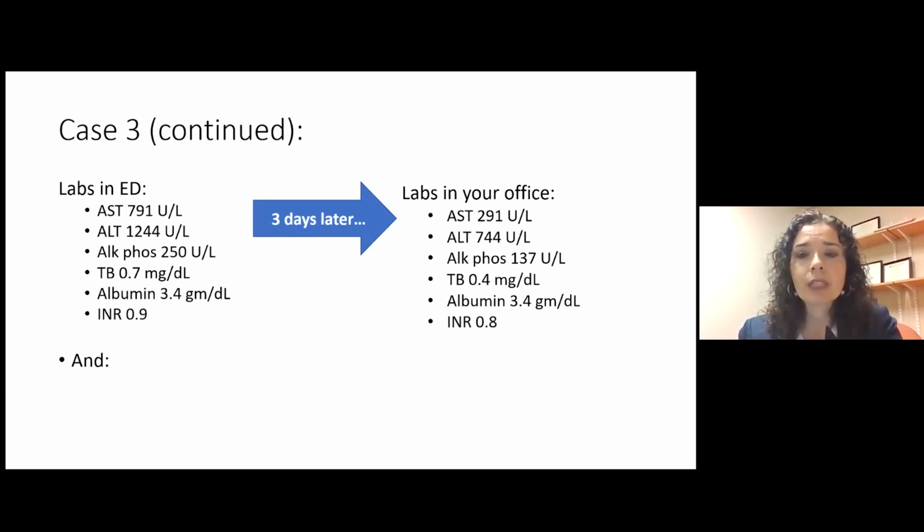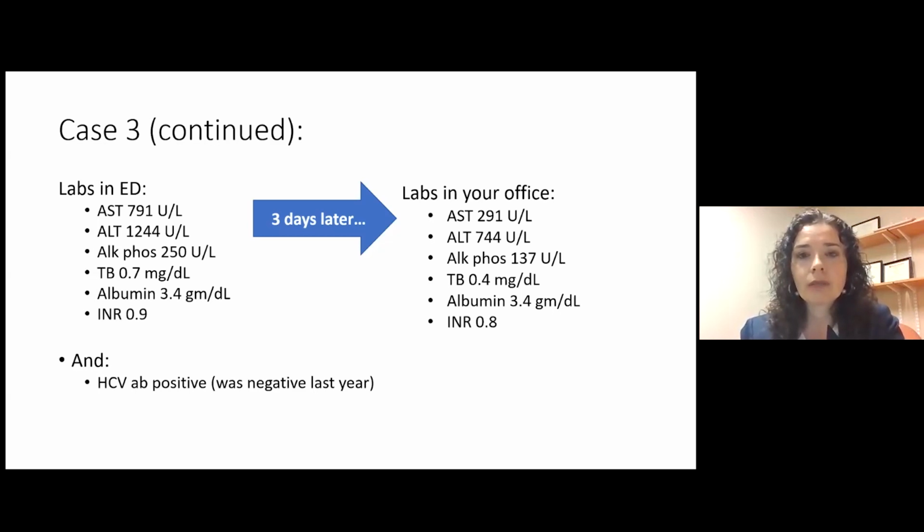Her total bilirubin is still within normal range at 0.4, and for the most part, her INR is unchanged. Other additional labs that hopefully were checked in the ED all the time, but were fortunately checked this time, are hepatitis C antibody, and that turned out to be positive. It's important to remember to look for past values, and it was negative the year prior.